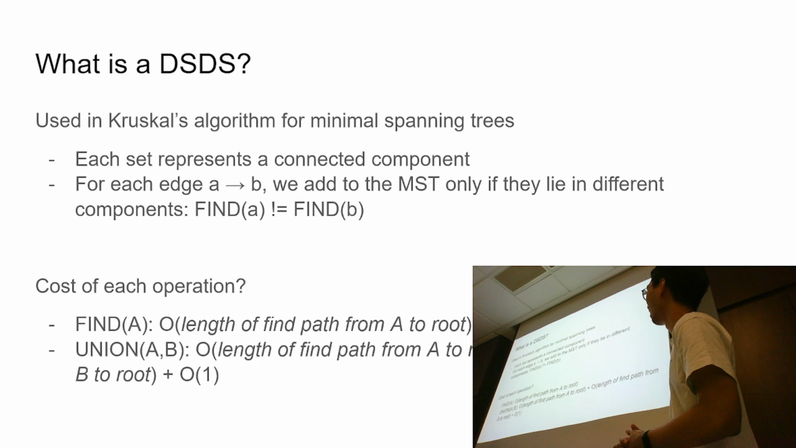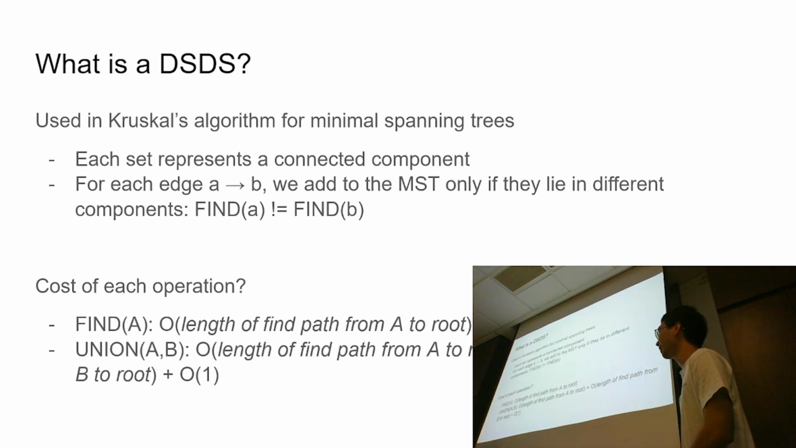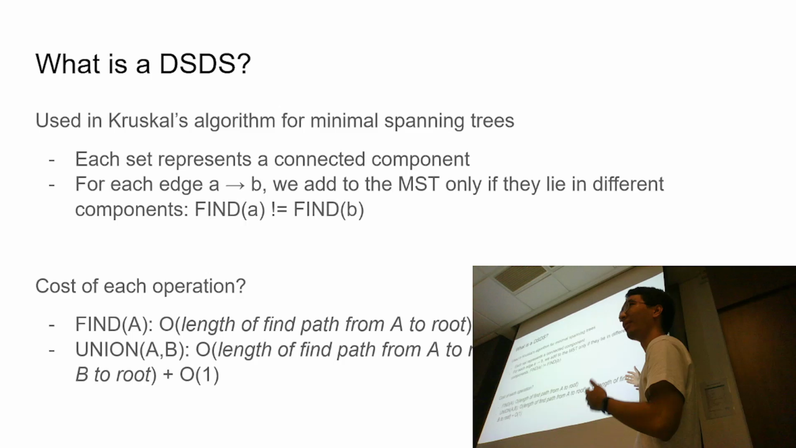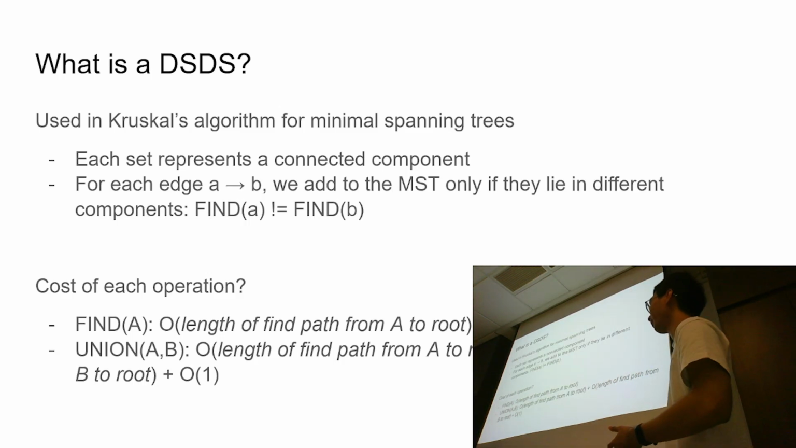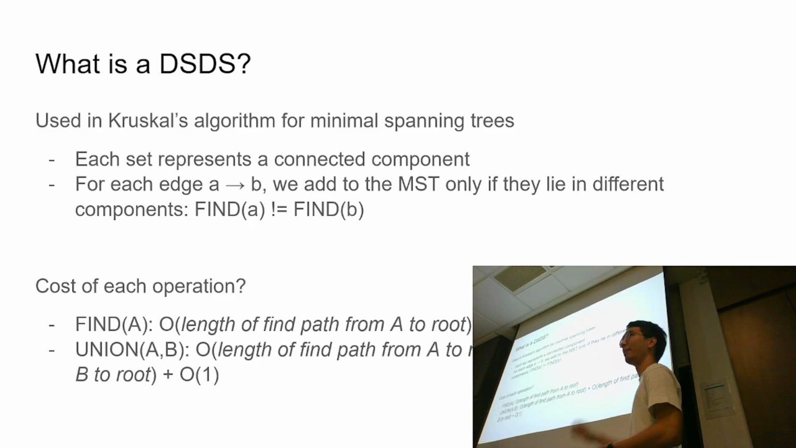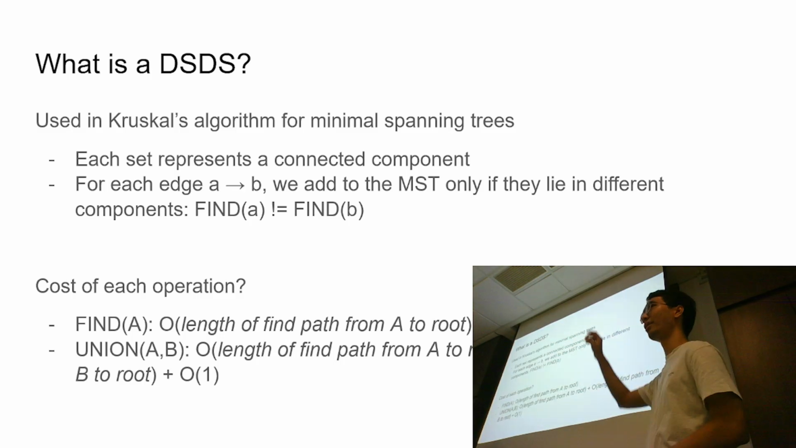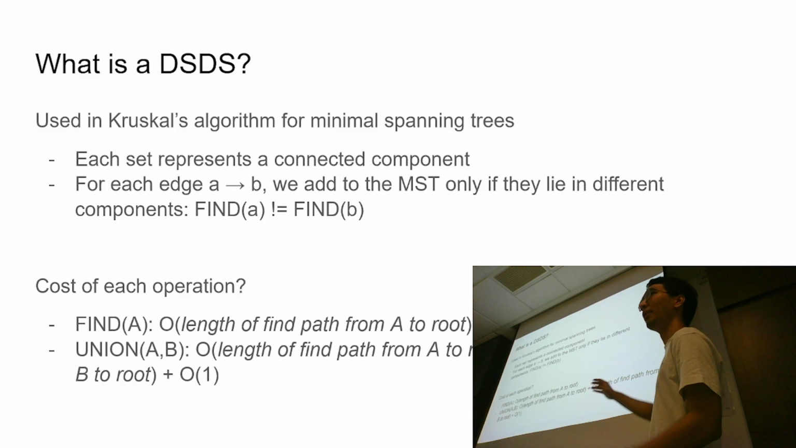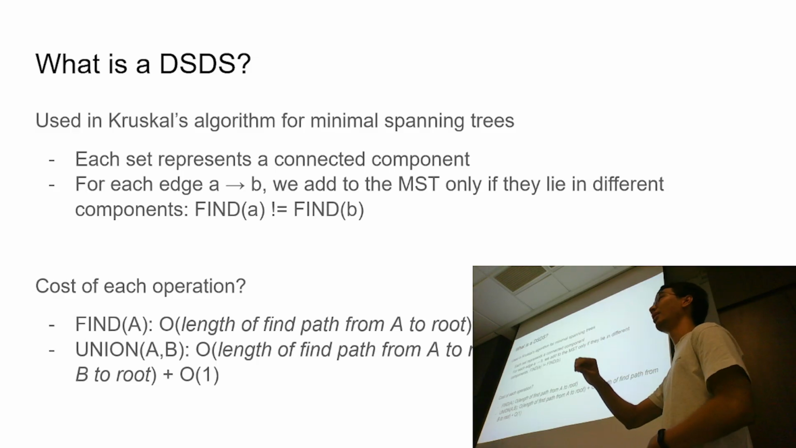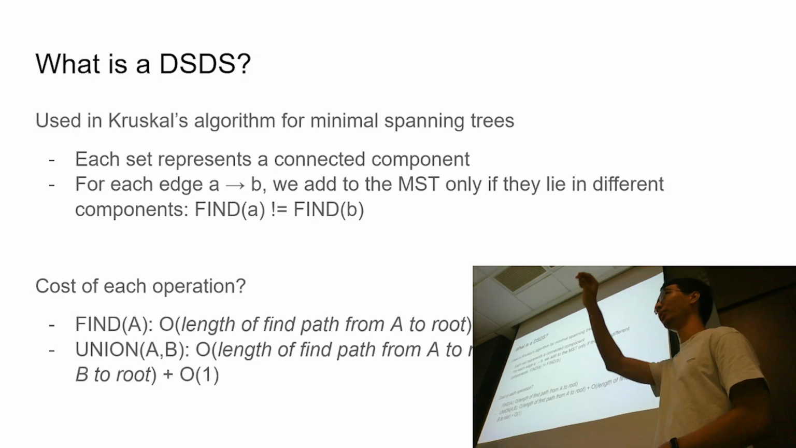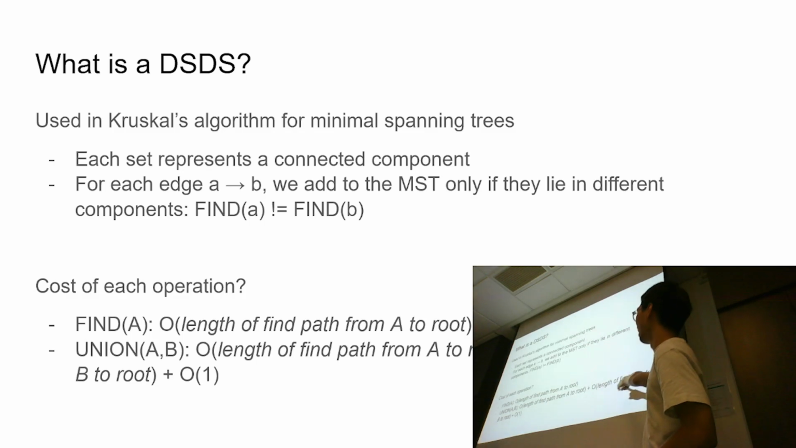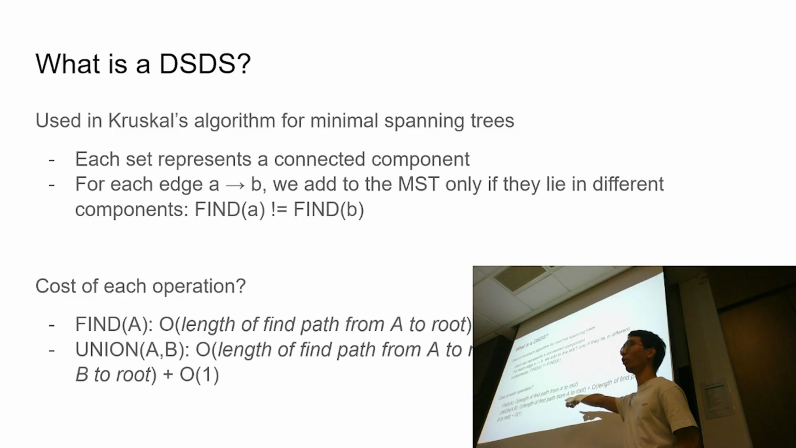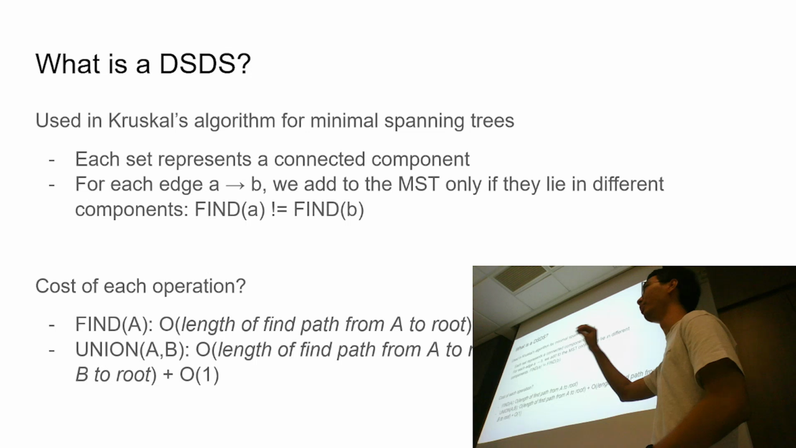I won't elaborate too much on it, but the important thing we are trying to ask is, what is the cost of these operations? The cost of a find operation is basically how many edges we need to traverse from that initial node all the way to the root. So it's the length of the path. And for a union, because we need to traverse 2 times, one for one node and one for the other node, it's the length of 2 find paths and O(1) for attaching one root to the other.